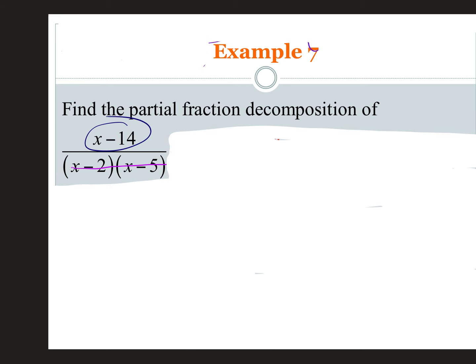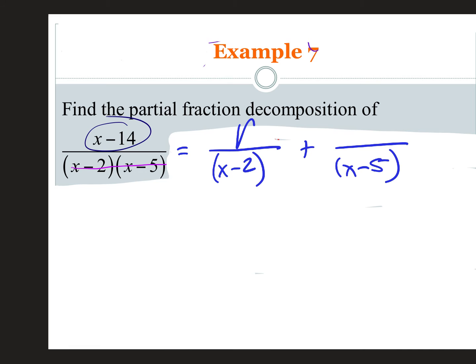Okay, same thing. This one's already factored for us. So how many different fractions am I going to write? There's 2. I have x minus 2 and I have x minus 5, correct? Okay. So I'm going to say this one is A, this one is B. So now, A fraction has the x minus 2. It's missing the x minus 5. B has the x minus 5. It's missing the x minus 2. Everybody agree?